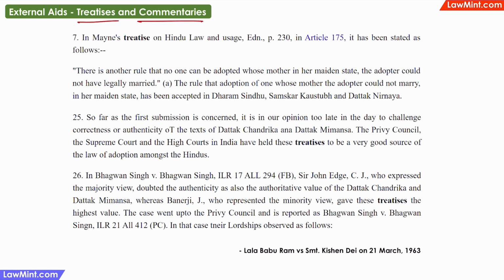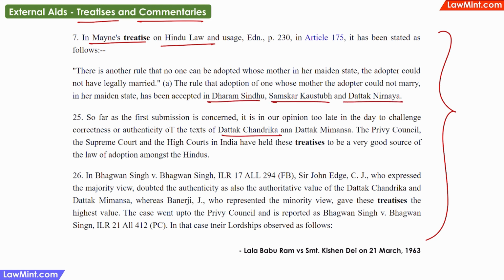Treatises and commentaries are legal books written by experts on a particular topic. They may be new books, old books, or even ancient books. In this example, you can see that there is a reference to Maine's treatise on Indian law, which in turn refers to much older manuscripts on Hindu family law, such as the Dharam Sindhu, Samskar Kaustubh, Dattak Nirnay, Dattak Chandrika, and Dattak Mimamsa. Treatises and commentaries have been used mostly in interpretation of family laws, where the current laws may be derived from ancient customs and traditions.